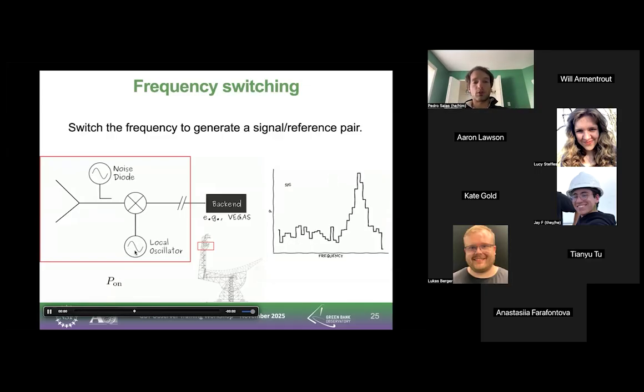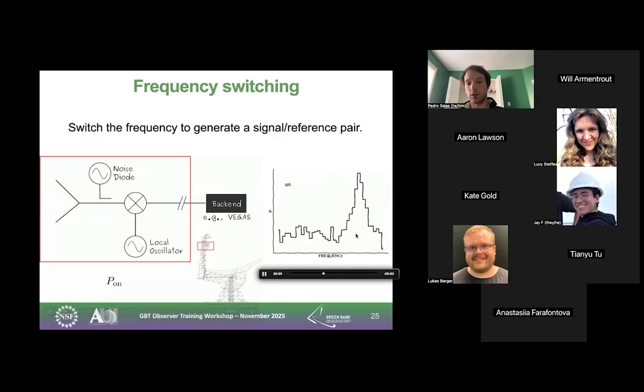So if we switch slightly this tone we use to down convert our signal, we can shift things. This is effectively shifting things in frequency, right? So if we have a spectral line, it will appear here or there, depending on how much we change the local oscillator. And then we can subtract one from the other to basically remove all the stuff that's not the signal, not the line, right?